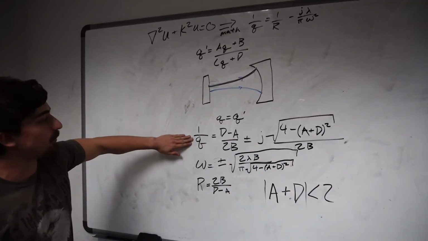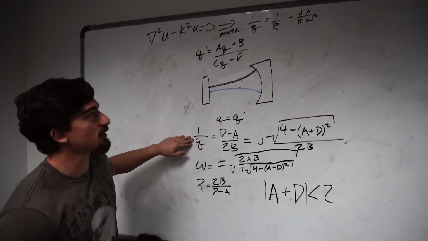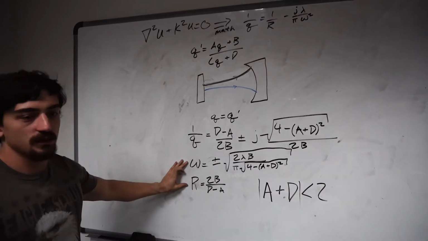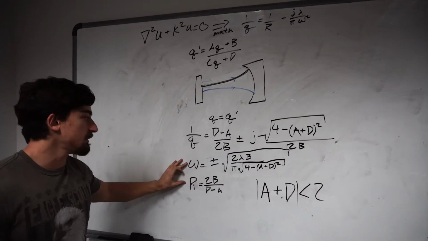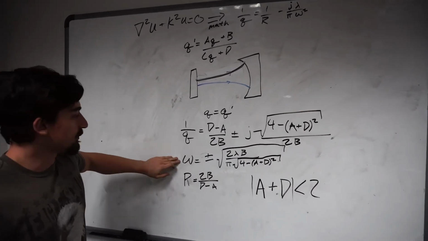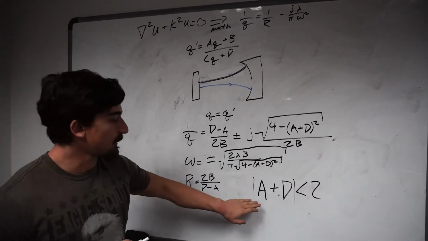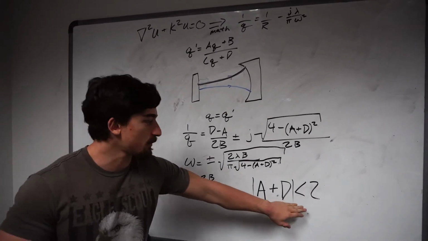This results in the following equation, which you might notice is in the same format as our equation for a Gaussian beam. From that, we are able to extract relationships for w and R. In order for a cavity to be stable, w must be a real value for an ABCD matrix. This means that the absolute value of A plus D must be less than 2.